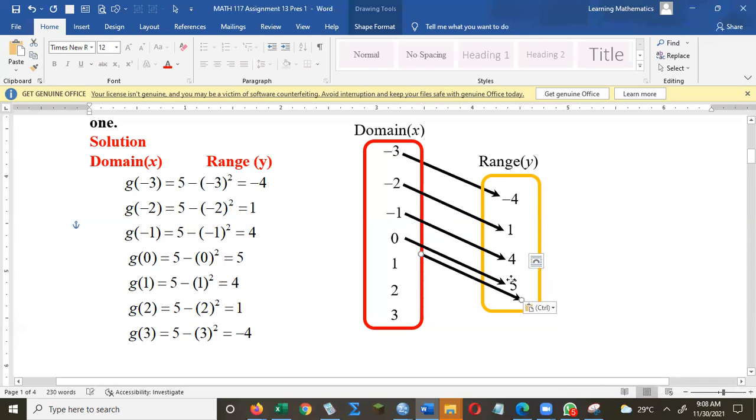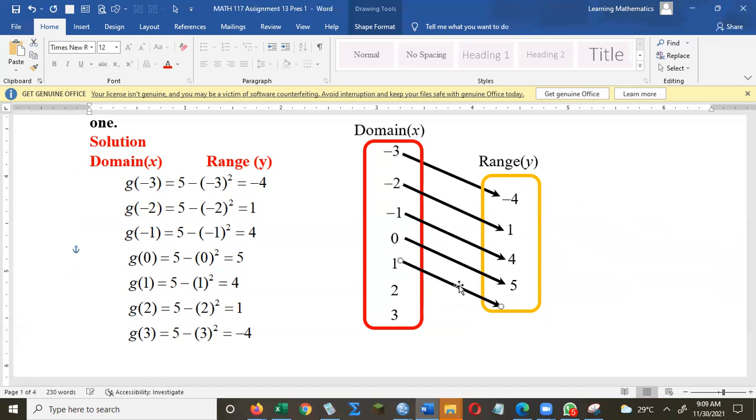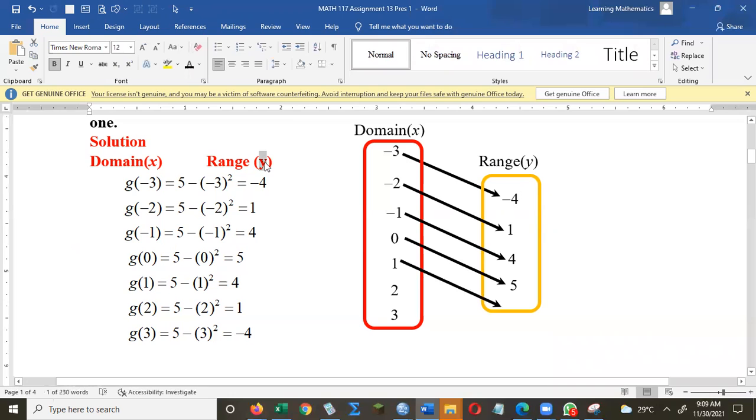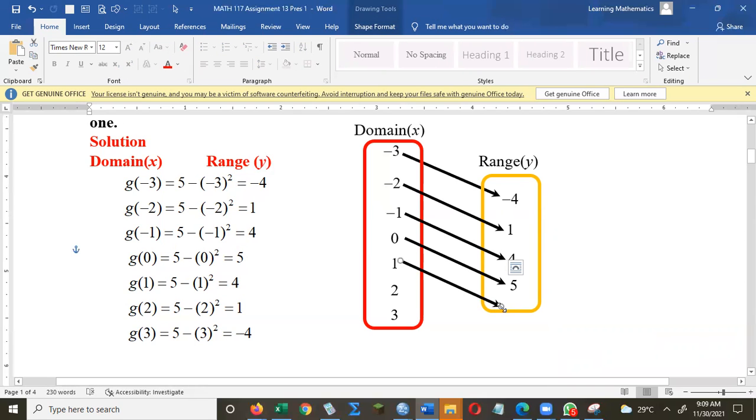We need another arrow. Where should I put that arrow? On 1, right? On 1, and where must it map onto now? Right, the domain of 1 maps onto a range of 1, or 4, sorry. 1 maps onto 4. The domain is 1. The range is 4. Now, you say, but where is the 4? Look, there's another 4 there already, so we don't have to write another 4.